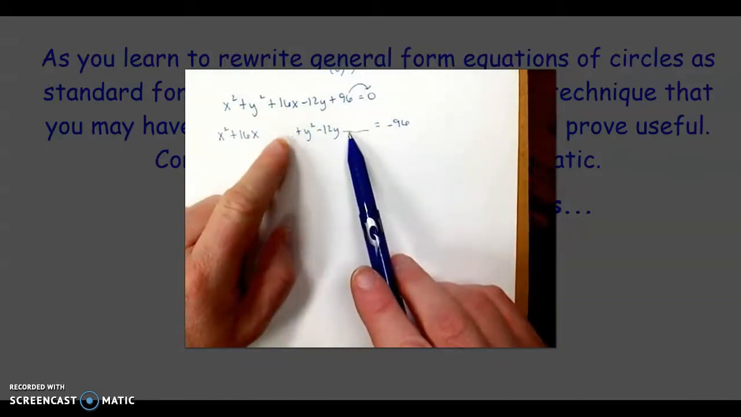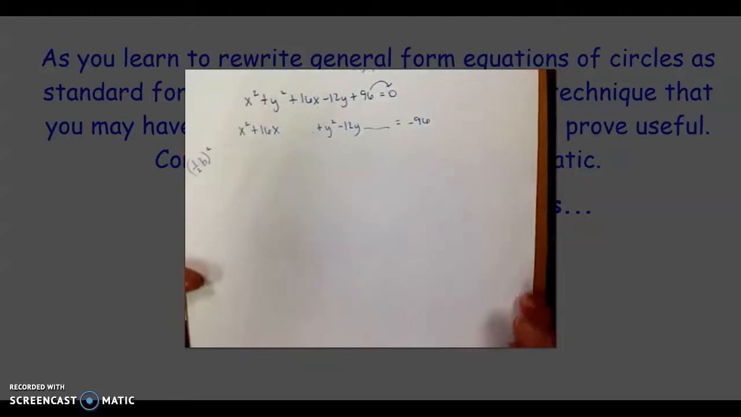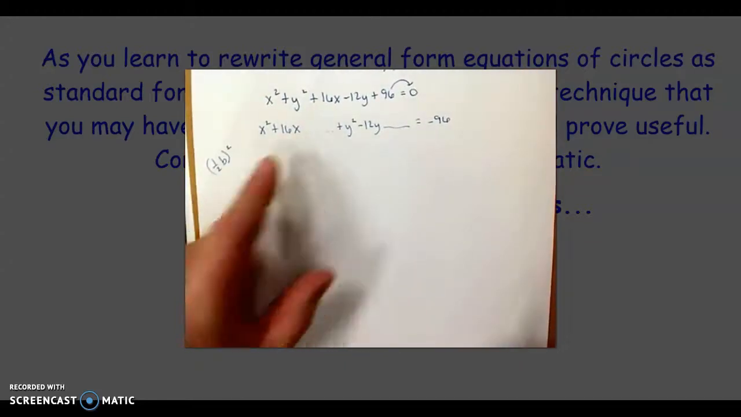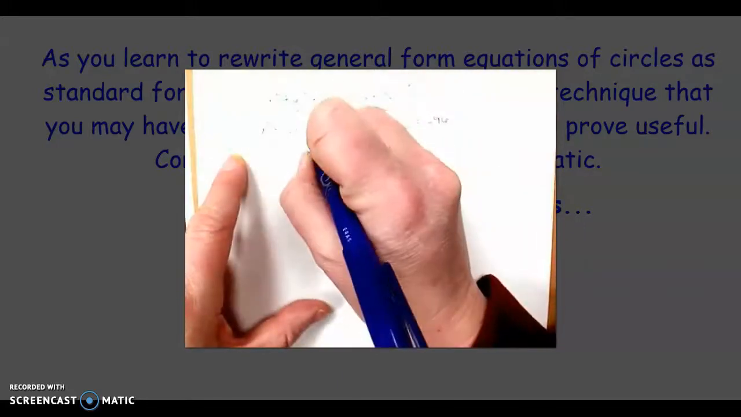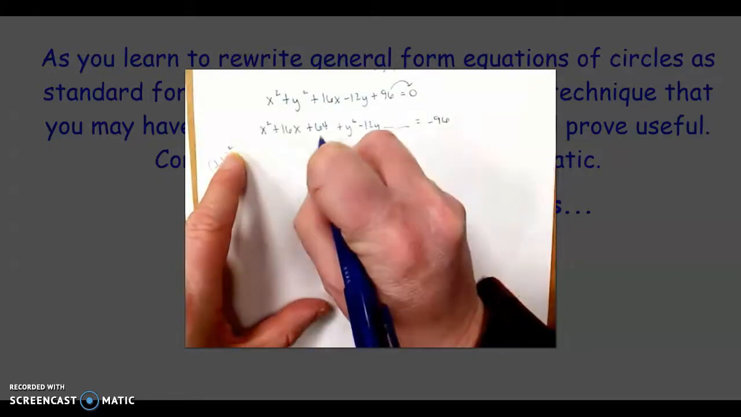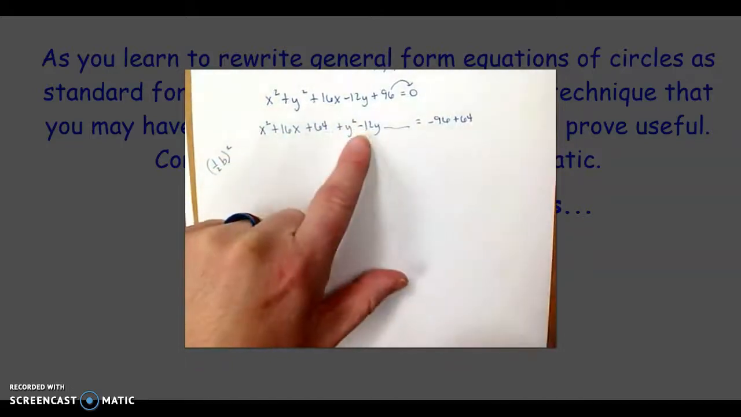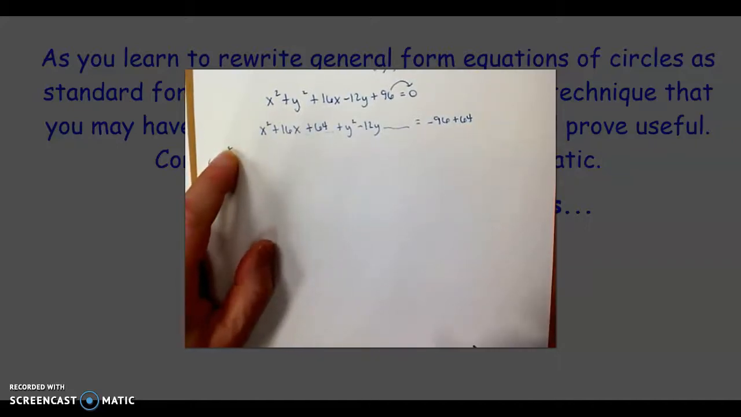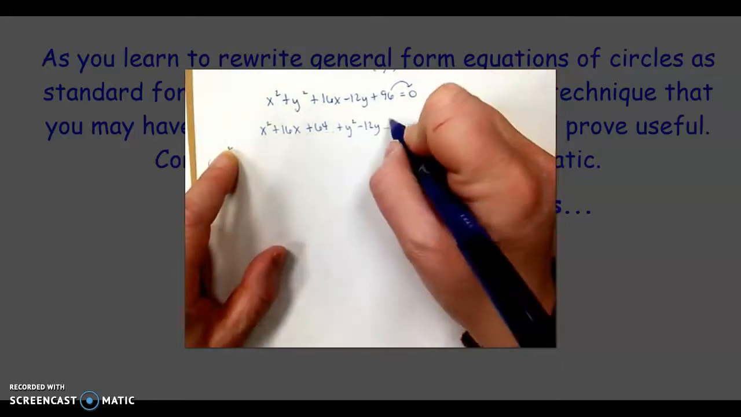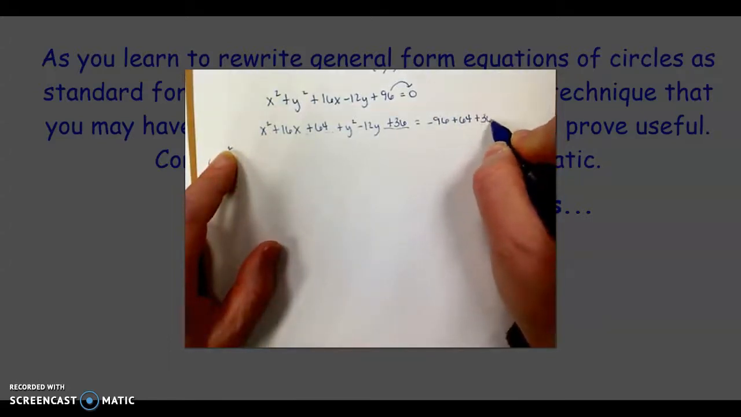So remember, to fill in these spots, you have to do half of b squared. So your b on your x's is 16. What is half of 16? 8. 8 squared is 8 times 8, which is 64. So I'm going to put plus 64 here and over here. I'm going to do the same thing with y's. My b is negative 12. Half of negative 12 is negative 6. But when I square it, negative 6 times negative 6 is positive 36. What I do here, I have to do over here.